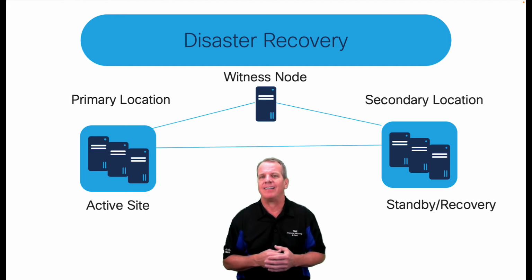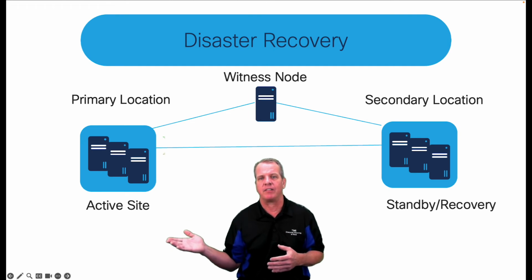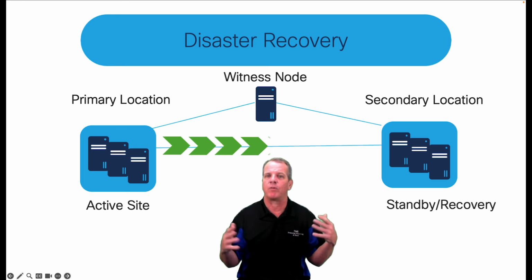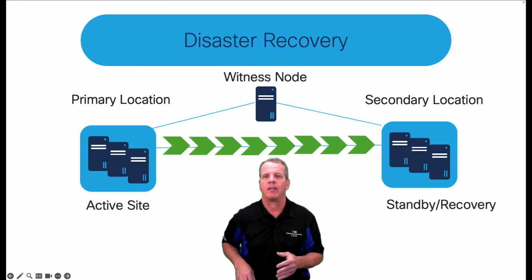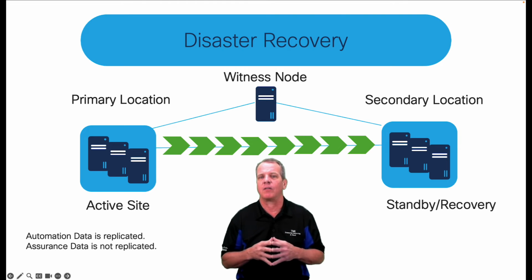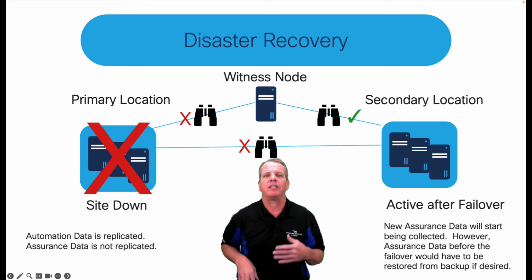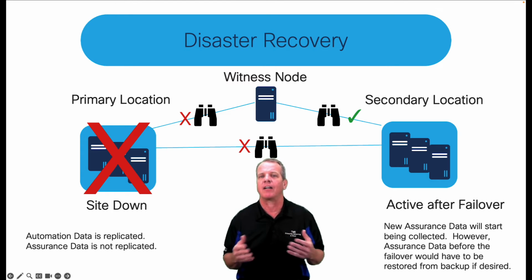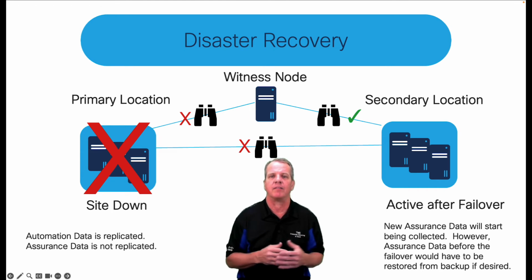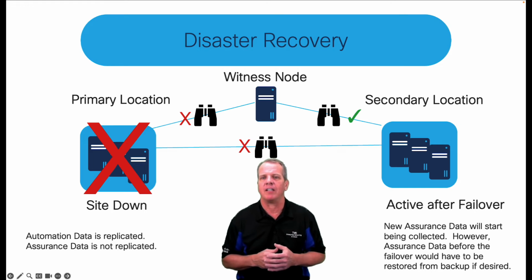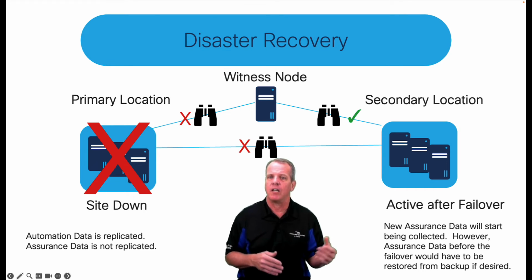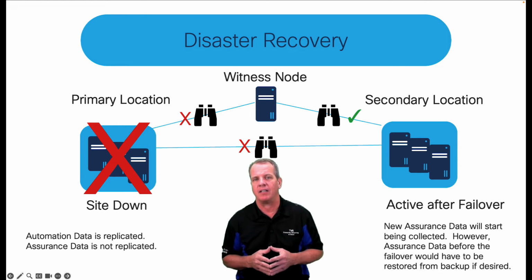Cisco Catalyst Center is able to fail over from the primary site to a secondary site by replicating automation data. Assurance data is not replicated. Cisco Catalyst Center will start collecting new assurance data after a failover, but the assurance data before the failover is not going to be there because it wasn't replicated. Most assurance data is kept for 30 days, so if you wanted the 30 days before the failover, you could restore it from backup if needed.